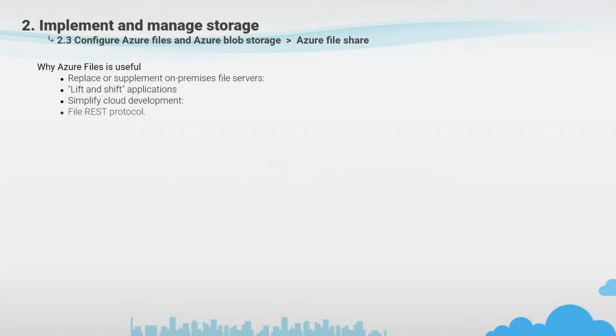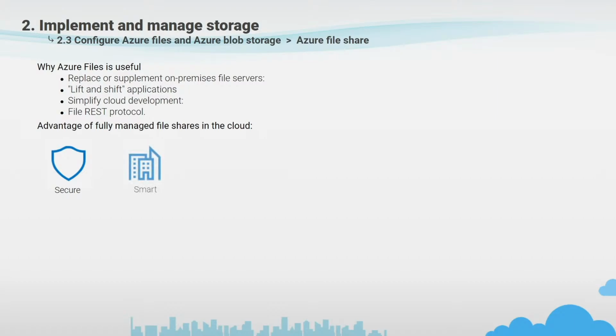Let's enumerate a few advantages of Azure File Share. First, it's secure because the data is encrypted at rest and in transit using SMB 3.0 and HTTPS. Second, it's smart because you quickly access your files over high latency, low bandwidth links with smart caching of commonly used on-premise files using Azure File Sync.